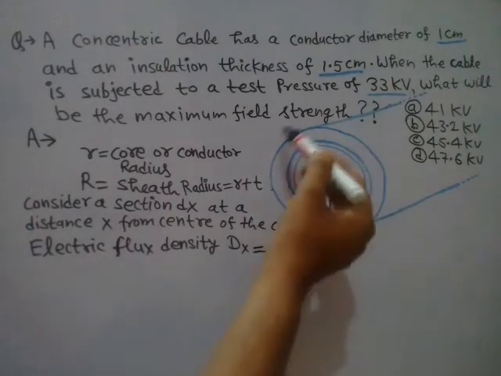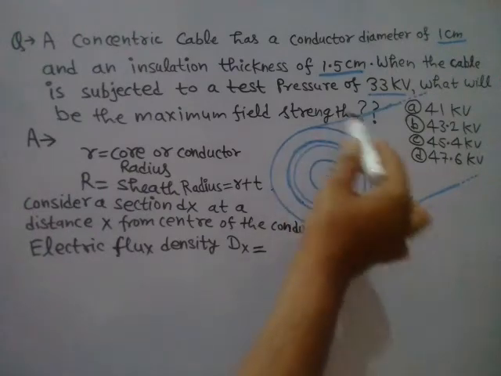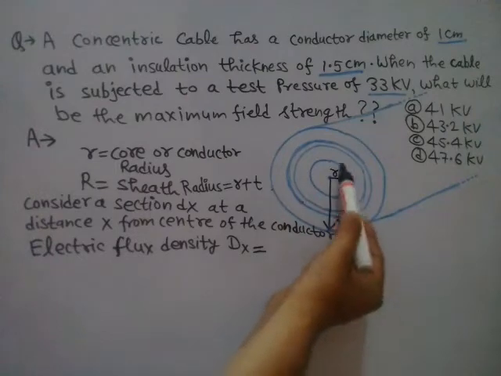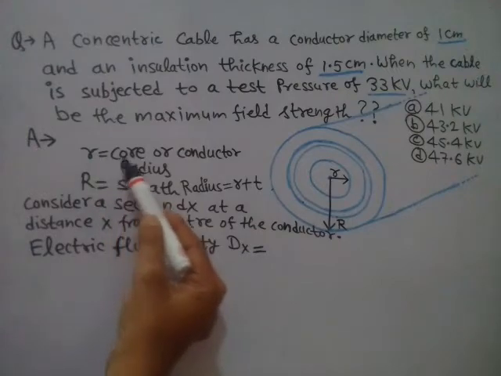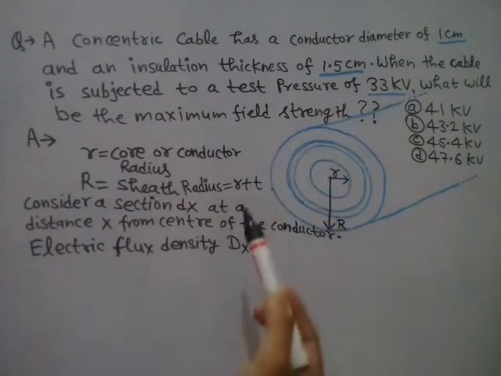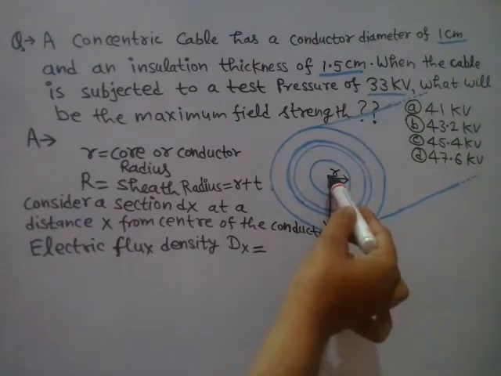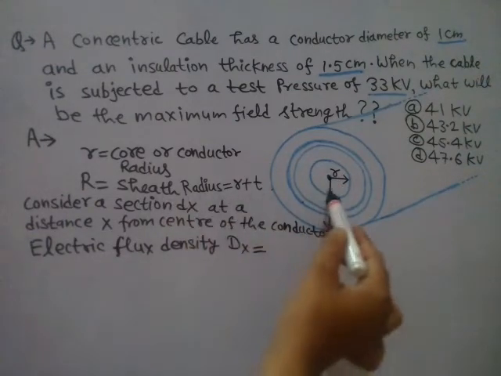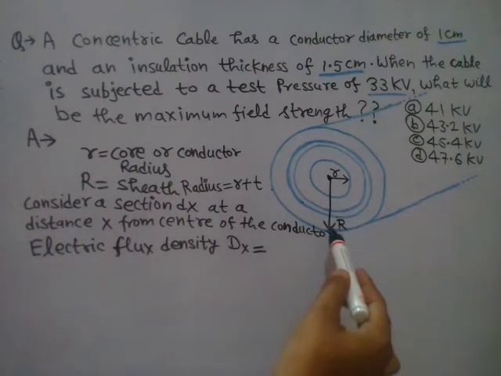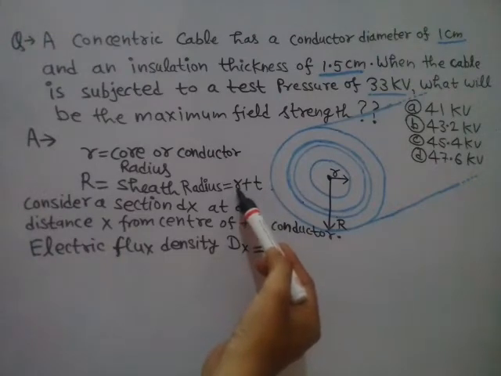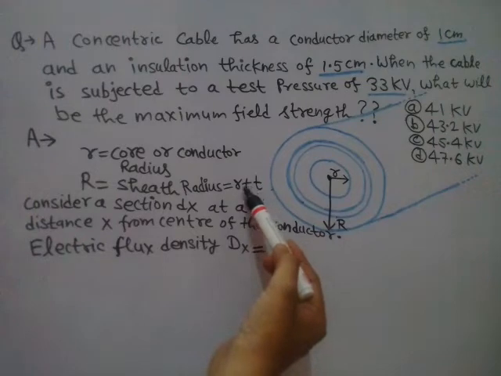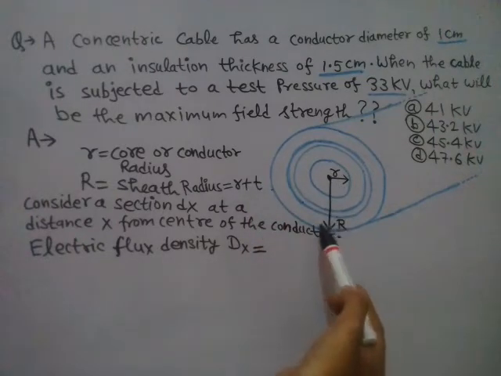So this is the underground cable, right? Small r is the core radius or conductor radius. Capital R is the radius of the sheath. It includes the thickness with the conductor radius. That means small r plus t will be the value of capital R, the sheath radius.